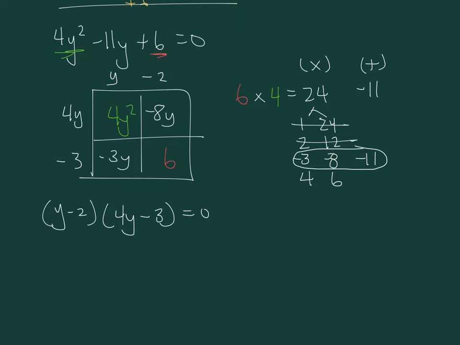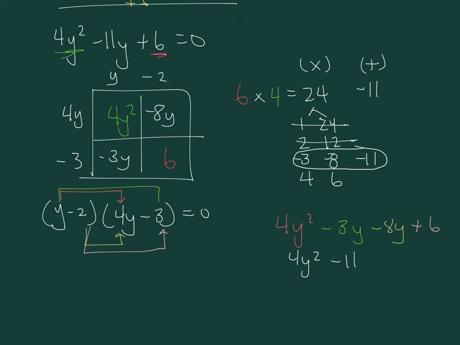And we're just going to double check this real quick. If I do this, I'll get 4y squared. If I do this, I'll get negative 3y. And if I multiply these, I'll get negative 8y. And if I multiply these together, I'll get positive 6. And so therefore I'm going to get 4y squared minus 11y plus 6. So all these numbers work.